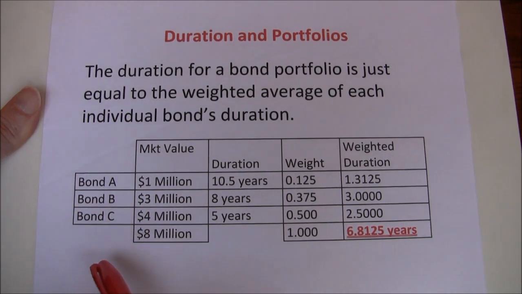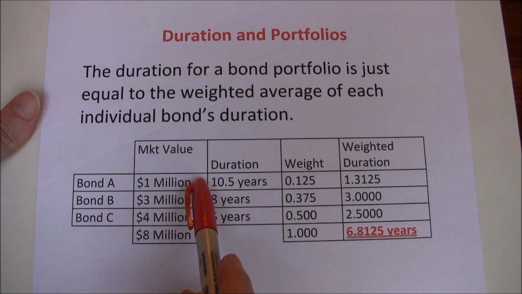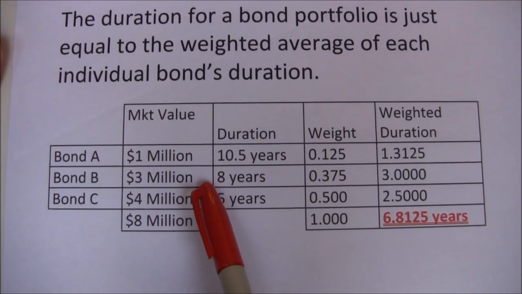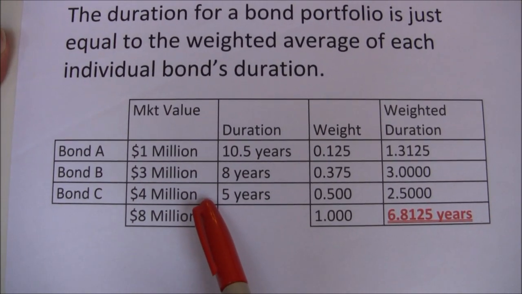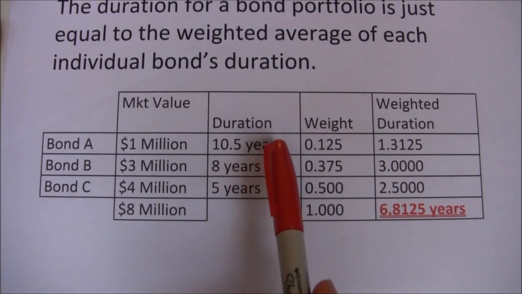So, quick example I made up. Let's assume we hold 3 bonds. Market value of bond A is $1 million. Market value of bond B is $3 million. Bond C is $4 million. That gives us a total portfolio value of $8 million.